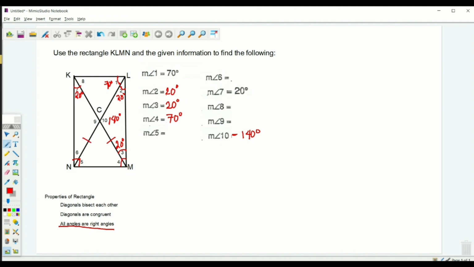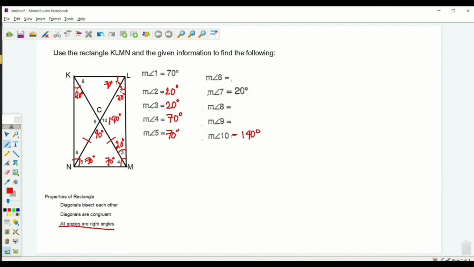So we can now solve for the measure of angle 5. That is also 70 degrees. So 70 plus 70 is 140, ilan na lang ito? That is equal to 40 degrees.